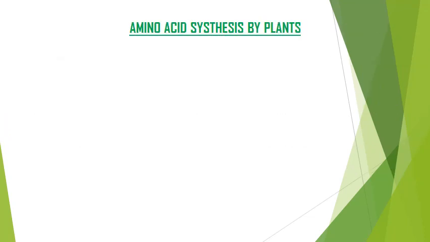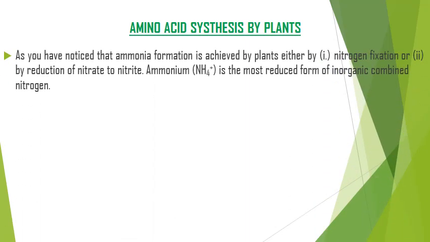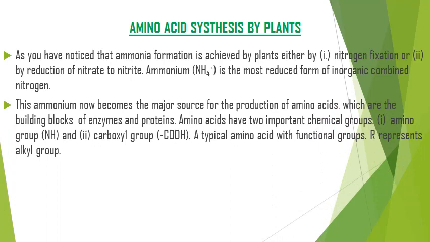Amino acid synthesis by plants. As you have noticed, ammonia formation is achieved by plants either by nitrogen fixation or by reduction of nitrate to nitrite. Ammonia is the most reduced form of inorganic combined nitrogen. This ammonium now becomes the major source for the production of amino acids, which are the building blocks of enzymes and proteins. Amino acids have two important chemical groups, the amino group and the carboxylic group.